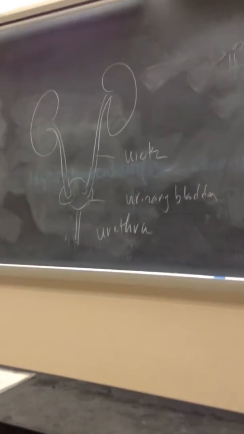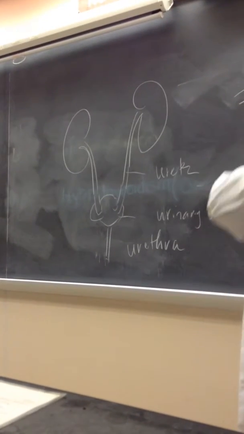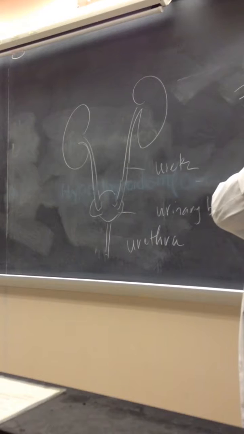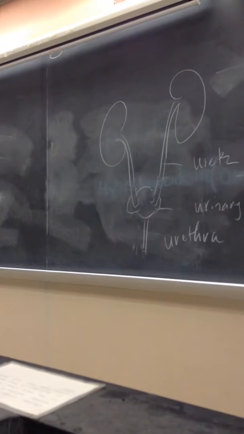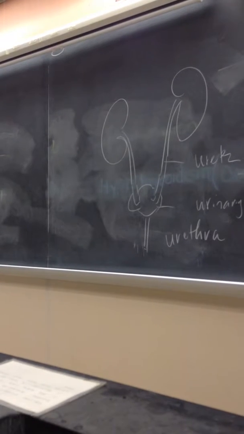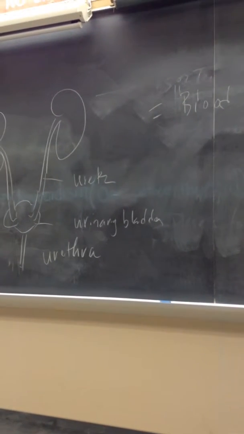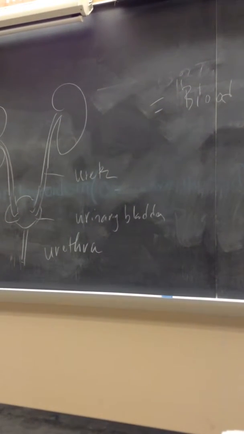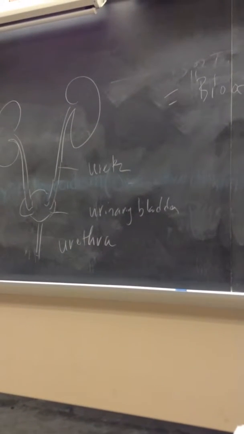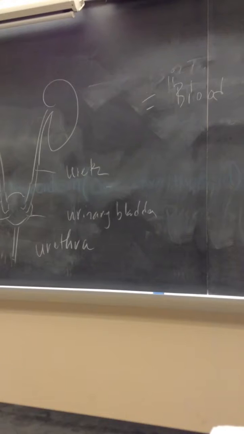But the bulk of what we're going to study is here. To start out, it's very important to know the functions of the urinary system. The kidney regulates the blood. Does anybody know how the kidney regulates the blood? The kidney regulates the blood because the kidney secretes EPO.